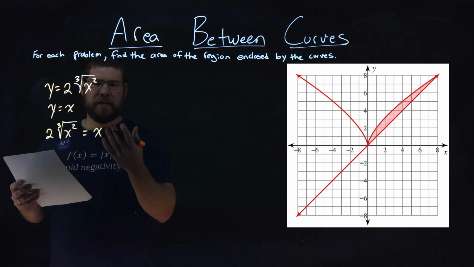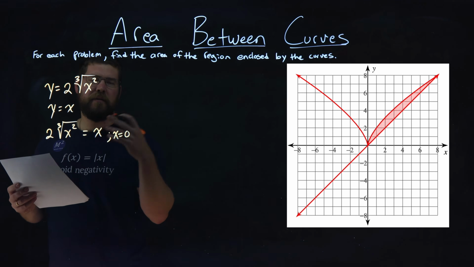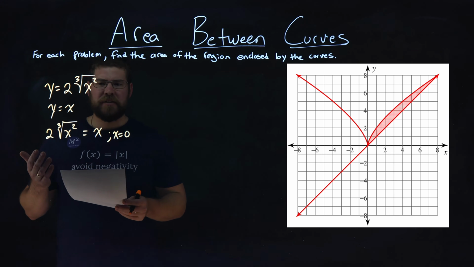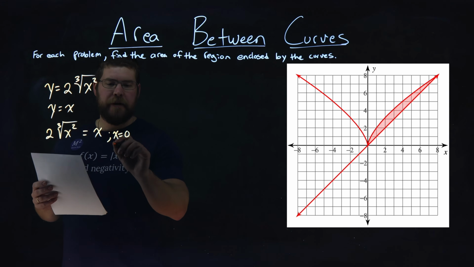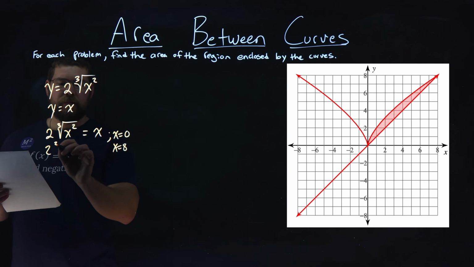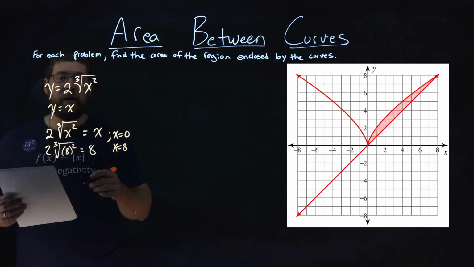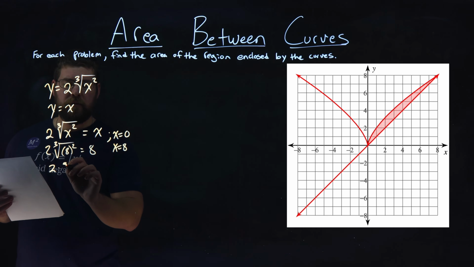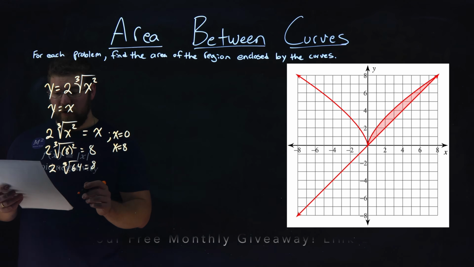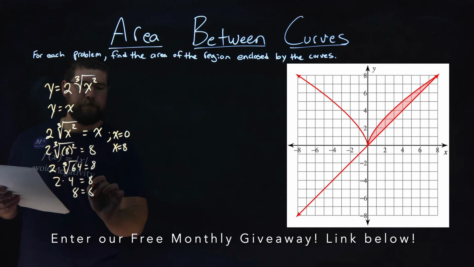Well, right off the bat, we can see this happens at x equals 0, right? 0 for both, they become equal. Easy to see. The second one actually happens when x equals 8. And we can see that here. If we plug in 8, 2 times the third root of 8 squared equals 8. 8 squared is a 64, so 2 times the third root of 64 equals 8. The root of 64 is a 4, so 2 times 4 equals 8, and I think you get it. 8 equals 8.